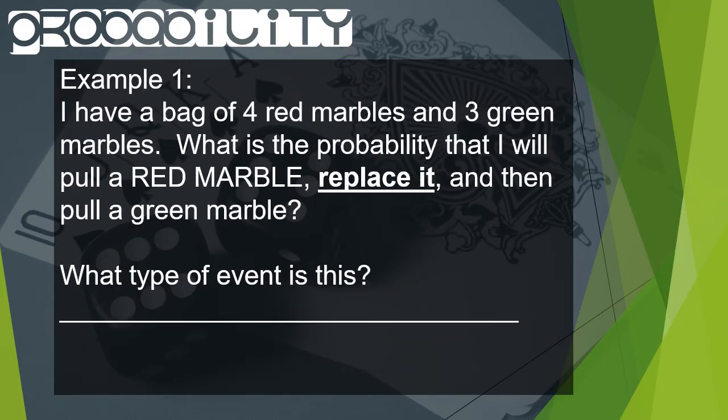Let's take a look at 2 examples. Example number 1: I have a bag that has 4 red marbles and 3 green marbles. Let's underline this information, using red for the 4 red marbles and green for the 3 green marbles. What's the probability that I pull a red marble first, replace it, and then pull a green marble?